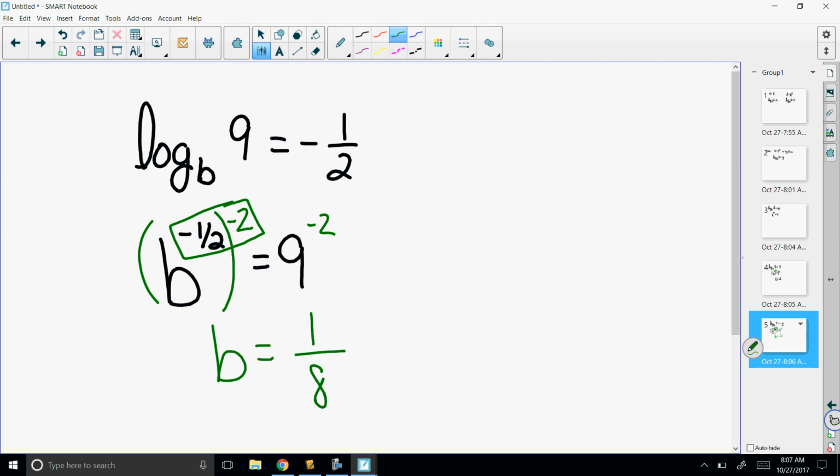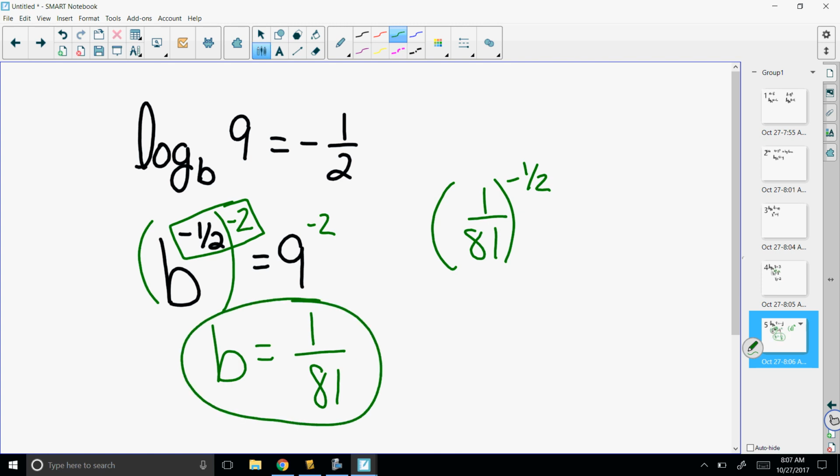1/81. So if I were to take 1/81, and raise that to the negative 1/2 power, the 1/2 power means take the square root. The square root would be 1/9, and the negative exponent says take the reciprocal, which is 9, which is what the problem states. So b would be 1/81.